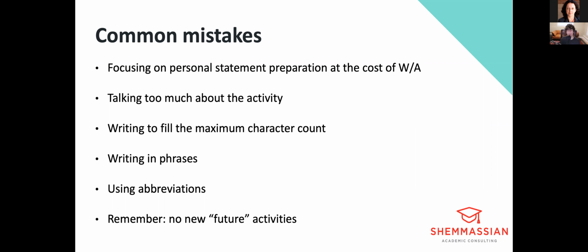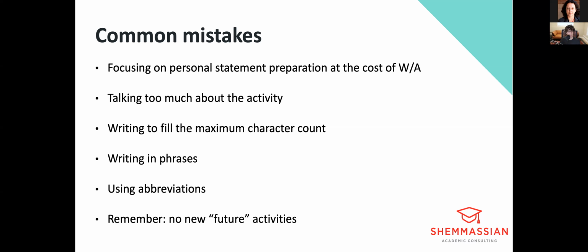They write to fill the maximum character count. This is a good one, right? Just because you have 700 characters or 1325 characters doesn't mean you need to fill them all. If you can, great. And if it's good, great. But again, focus on quality above all. Writing in phrases, so bullets or short sentences like did this, did that, did that, can get kind of boring and repetitive because when admissions committee members read so many of these applications, it can get to be a lot. So you want to keep people engaged.